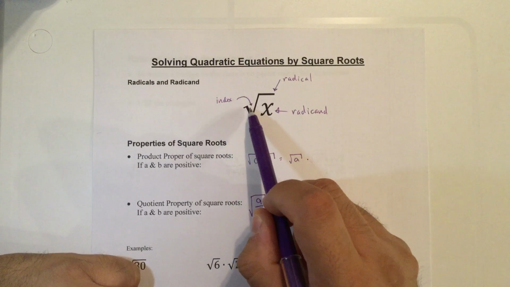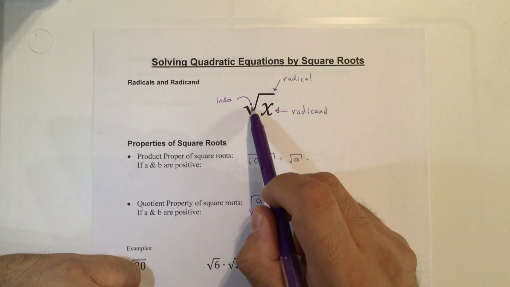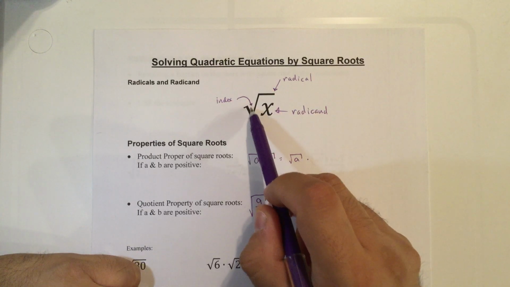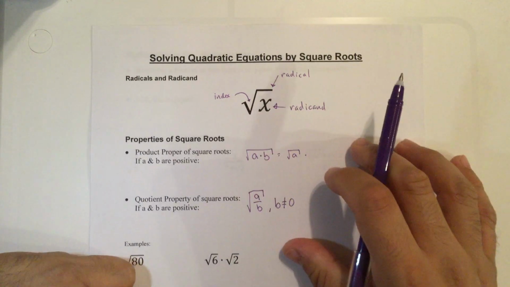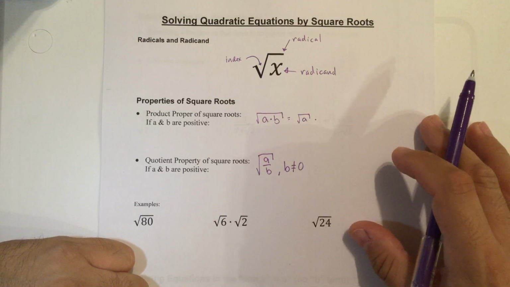And the small number that's inside of this hook is called the index. Right now there is no number in there, so we assume it to be a 2, and that's why we usually call this the square root. All right, on top of this, we have two properties that help us to simplify radicals.